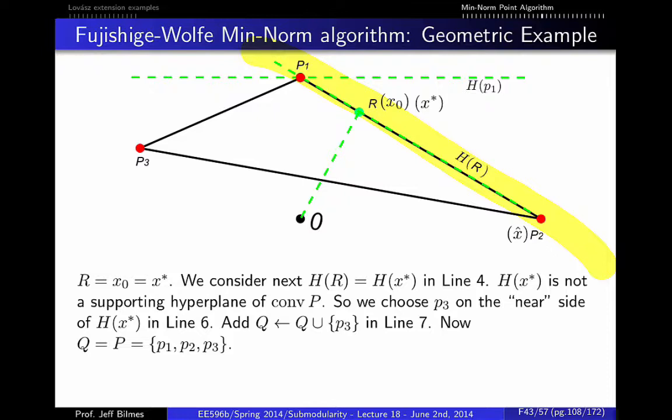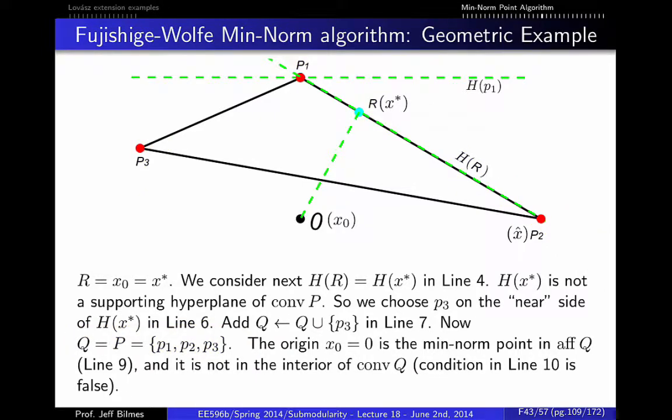There's only one last point to choose, and so we're going to choose P3. And so that guy P3 is now red, as you can see. And so now Q is equal to P, which is all of the points in this particular polytope, and that's equal to P1, P2, P3. So once we have this P, we find line 9 again, and the affine hull is basically all of R2. So now we find the minimum norm point, and the minimum norm point is equal to this guy. So x naught is equal to 0 in line 9.